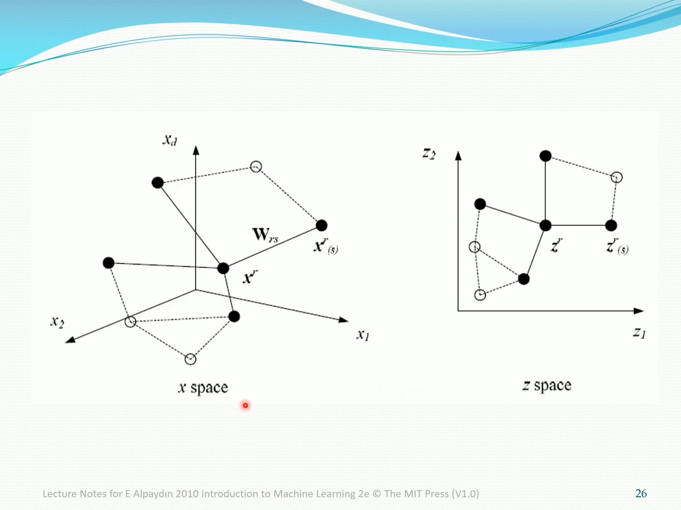This explains the x space and z space of the previously discussed slide. You can see this is x^r and this is W_rs. This is x^s(r). This is x1 and x2. But the z space is pretty simple. This is the z1, z2 axis. This is z^r and this is z^s(r) point.